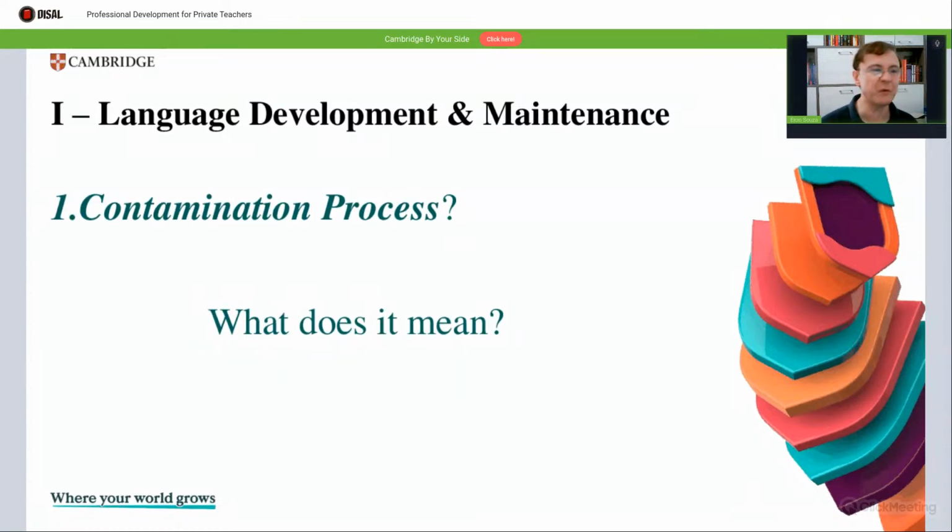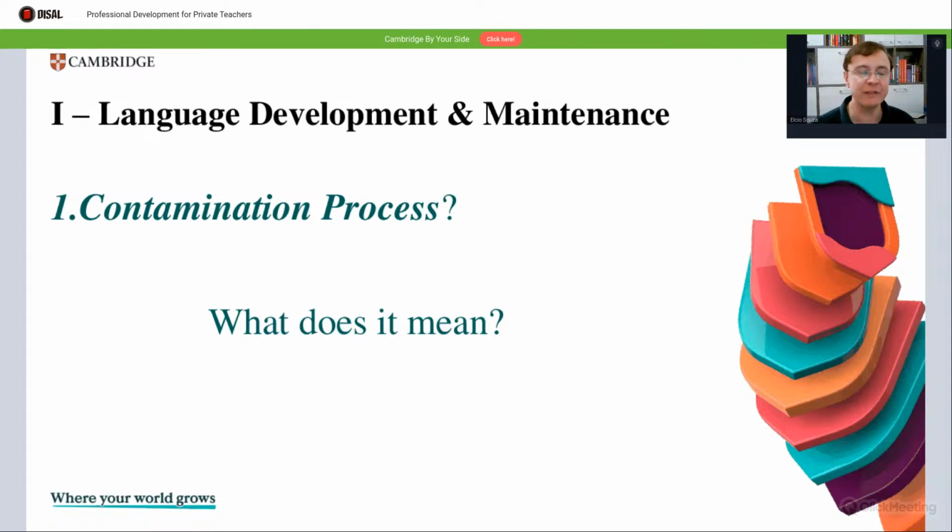So there we go. First one, contamination process. What do you think that is? Can anybody give me some information, some contribution? If you have an idea, write it down in the chat. Let's see how perfect your answer is. Oh, influence of L1. Thank you, Cindy. That's great. That's exactly. Oh, okay, Rose. That's true. Great. So this is it.